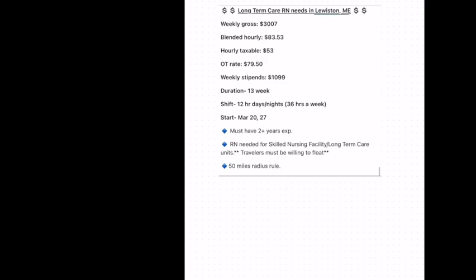So it's actually telling you your weekly gross already here. So it's $3,007. Your blended hourly rate, again, I don't really look at that, so I'm just going to cross that out. Your hourly taxable rate is $53 an hour. Overtime rate's $79.50. And again, it doesn't say here after how many hours, so that's something to put a question mark by here. Weekly stipend is $1,099, and it's a 13-week contract.